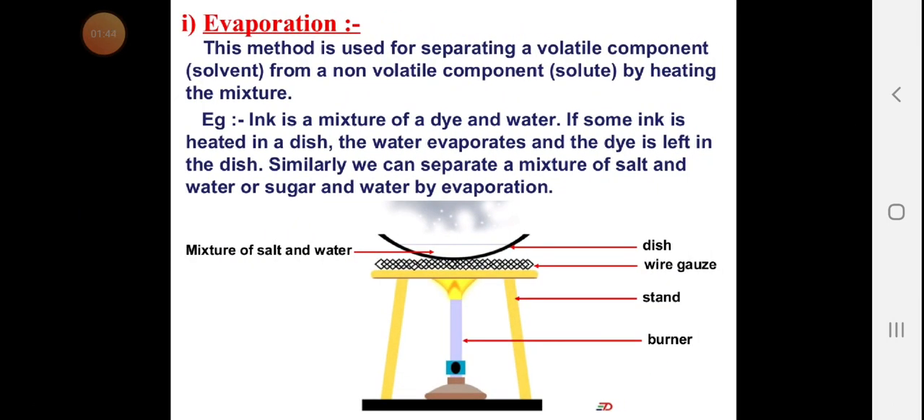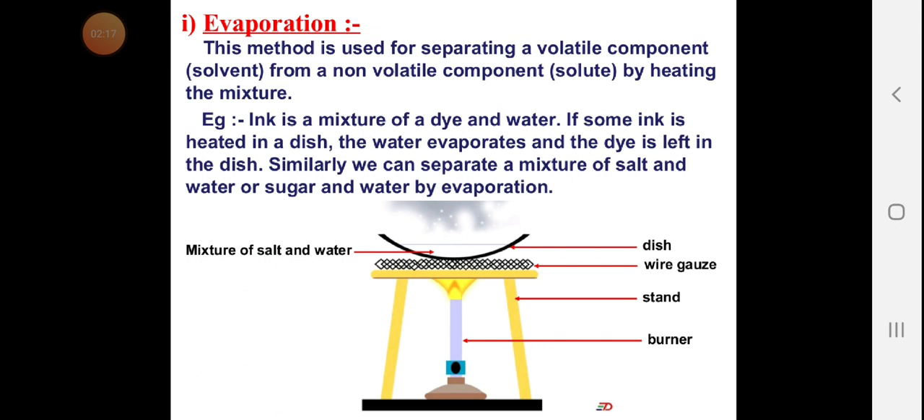So the first is evaporation. The word itself says what it is. Evaporation is when the water on the surface starts evaporating, that means it converts from the liquid to the gaseous state. That water turns into water vapor. Here you can see in the figure, what do we have? We have a burner, tripod stand, wire gauze, a china dish, and the mixture of salt and water. And you can see that we are continuously providing heat using the burner.